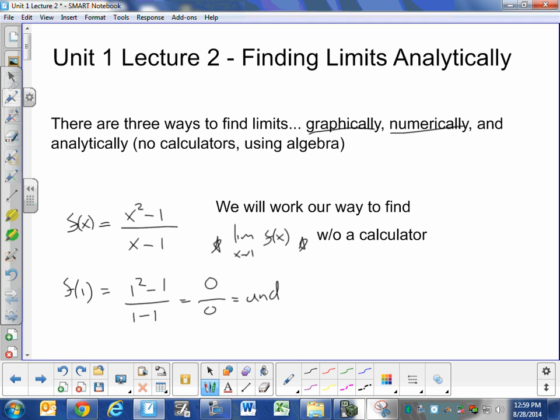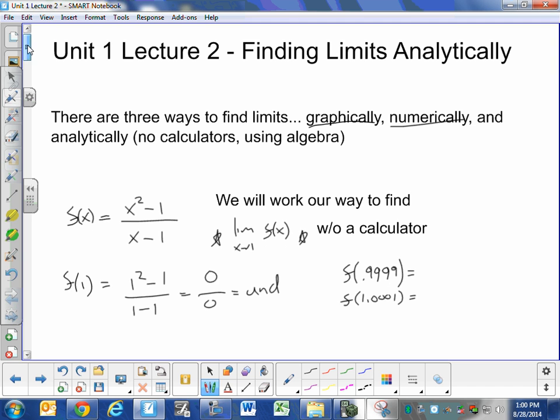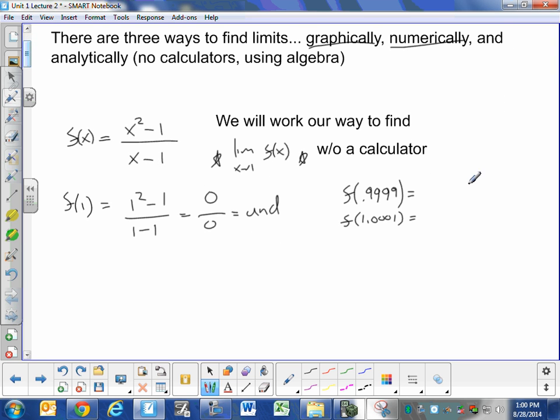If I had my calculator, I would probably type in 0.9999 and 1.0001 and figure out what those function values are, and that would tell me what I'm approaching. I can't do that here because I don't have a calculator. So this is cool if you have one. If you don't, I'm not going to do this by hand. It would take me too long. Instead, let's see what we can do.